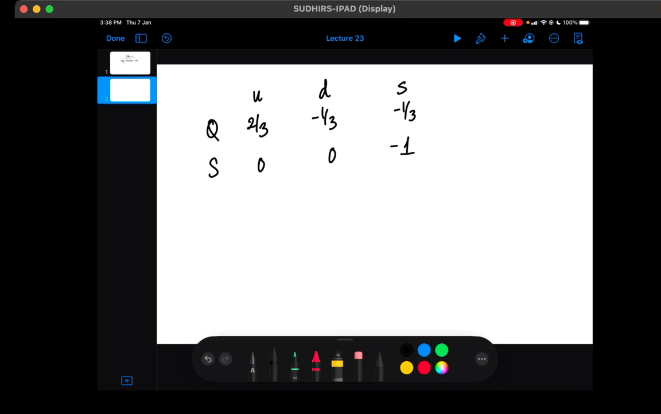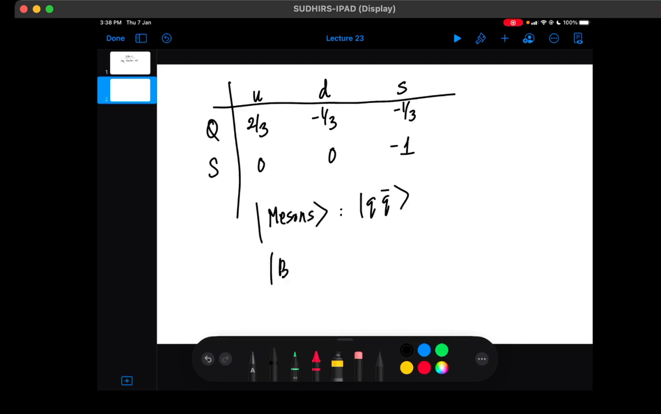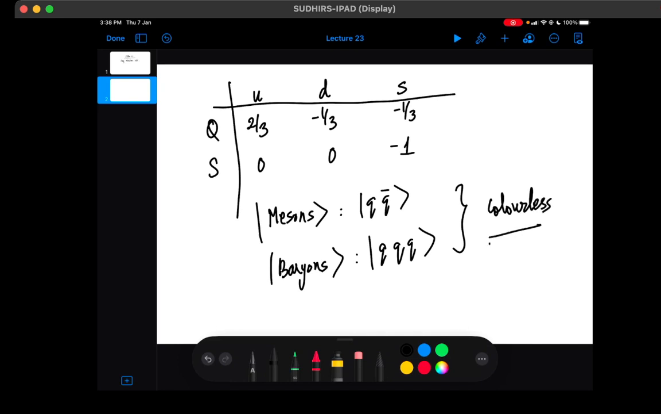Meson states are bound states of Q, Q bar, whereas the baryons are bound states of Q, Q, Q type. All of them are colorless, in the sense that the color quantum number is hidden from any of the physical states.